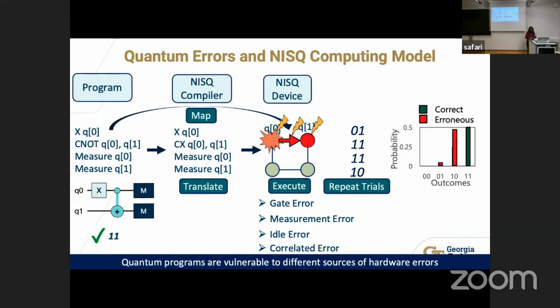Question? Yeah, sorry again. Shout. I will shout again. So in the absence of such errors, would quantum computing be deterministic?